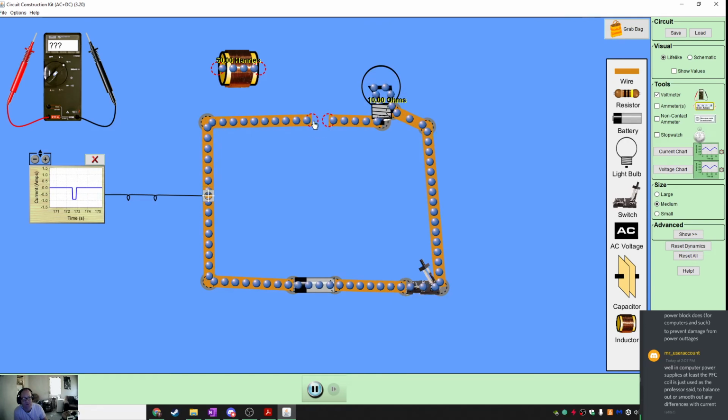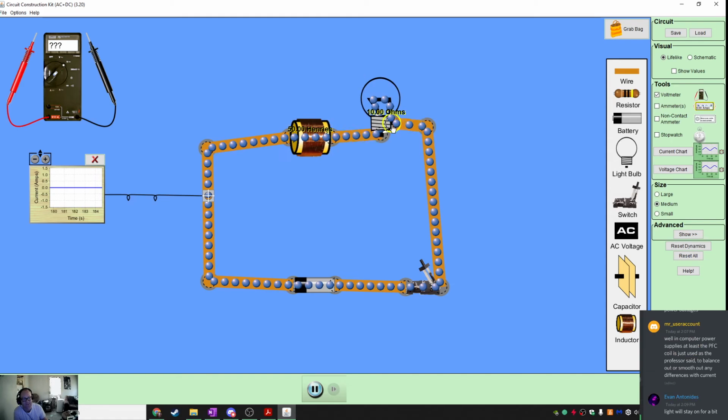So what is going to happen when I put the inductor in here? What is that curve going to look like? And what is the light from the light bulb going to look like? Will the light bulb light up instantly?